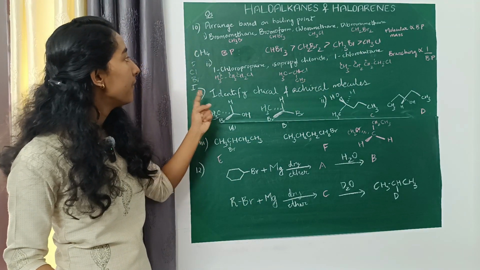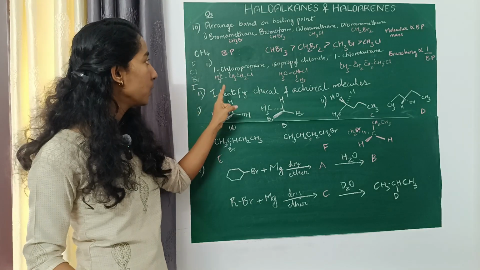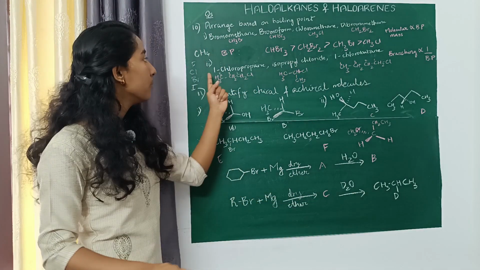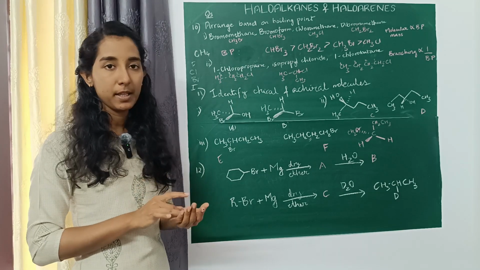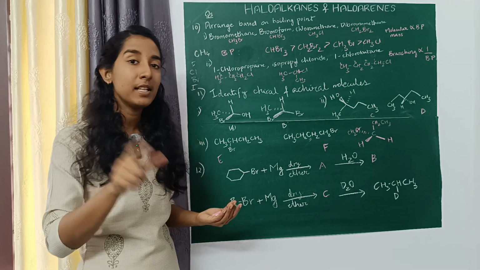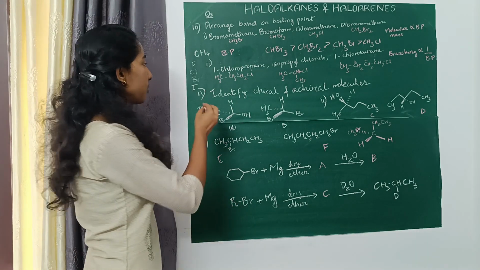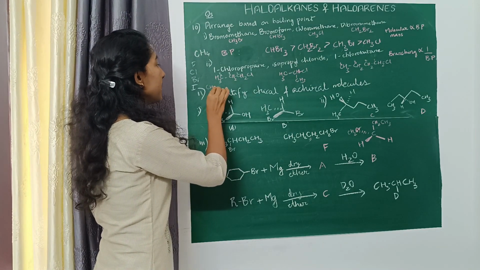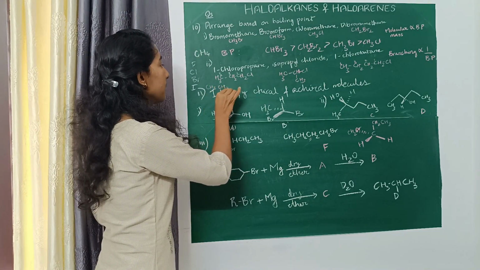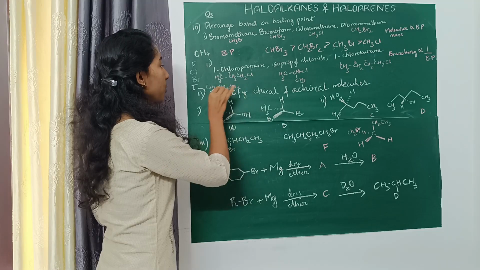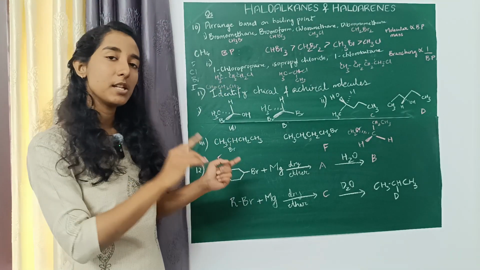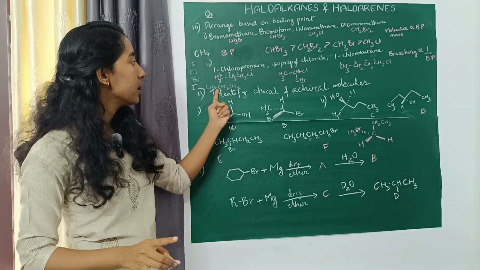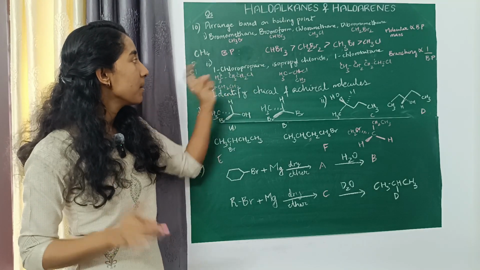And next you have another set of compounds: 1-chloropropane, isopropyl chloride, and 1-chlorobutane. For 1-chloropropane, you know the structure of propane, right? Propane has 3 carbon atoms. Basically propane is CH3, CH2, CH3. So that is propane.